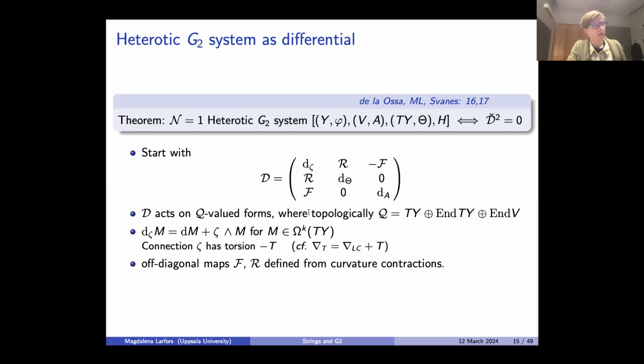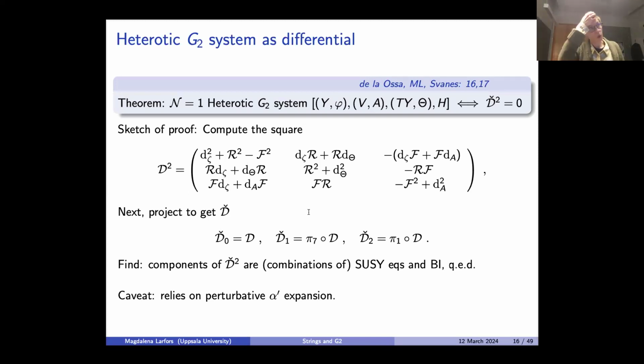Okay, so we start with this, and then we want to show that the nilpotency condition on this operator corresponds to the constraints that we have, so that d check squared vanishes if and only if the supersymmetry conditions and the Bianchi identities hold. And this is something that we do in a rather pedestrian way. We write it out, we compute all of these things, and we match the expression that we get to the equations that we started with.